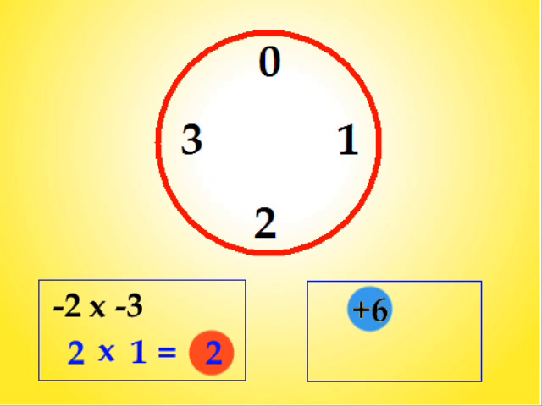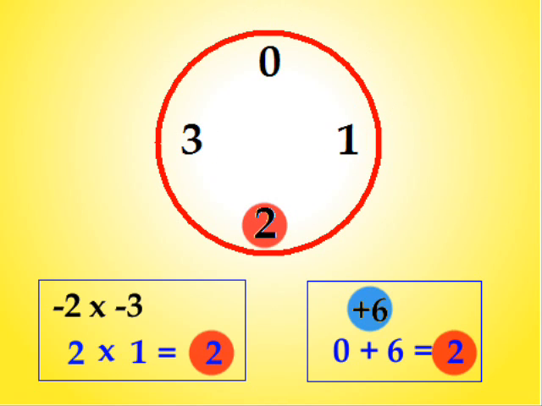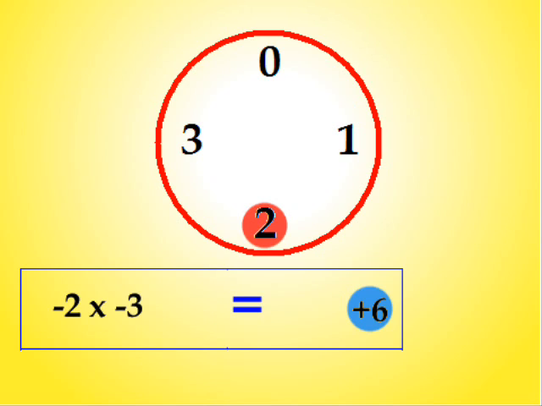+6 is equal to 0 plus 6, so we'll just count that out. Starting at 0, we'll move in the positive direction 6 steps. 1, 2, 3, 4, 5, 6. And there we go. We can see that +6 also comes to the answer 2 in a 4 circle. So -2 times -3 and plus 6 both come to the same result, that is 2, in the four-circle, and so they're both equal.